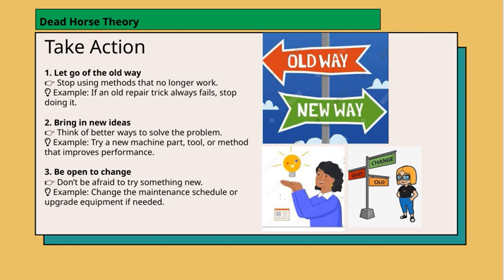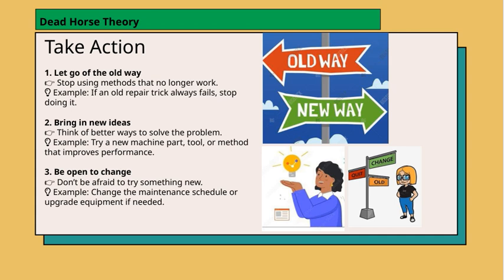Next, we need to bring in new ideas. Think about better ways to solve the problem. Maybe there's a new machine part, a different tool, or a fresh method that can improve performance. Embracing innovation can lead to much better results and efficiency. Finally, be open to change. Don't be afraid to try something new. For instance, adjusting the maintenance schedule or upgrading equipment when necessary can make a big difference. Being flexible and willing to adapt not only keeps things running smoothly, but also aligns with our overall goal of continuous improvement. So remember, letting go, innovating, and staying open to change are key to avoiding the dead horse scenario and moving forward effectively.